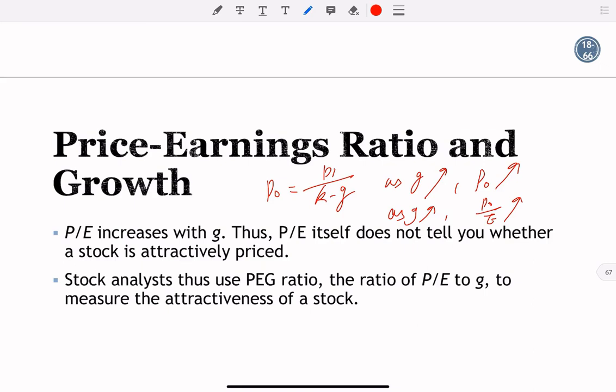Based on this, that's why there is the PEG ratio. It's really the PE divided by G, where G refers to the growth rate. So it's the PE ratio divided by the growth rate. Generally, you want the PEG ratio to be small, because PEG equals PE divided by G. If PEG is smaller, holding PE constant, G is larger. So you're getting higher growth potential from your investment.